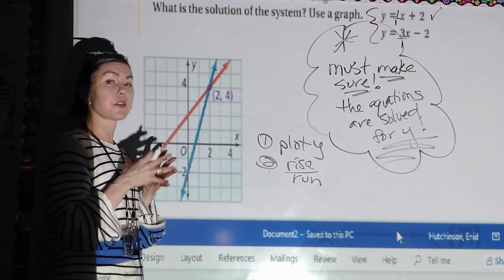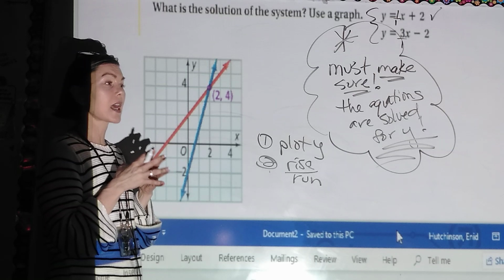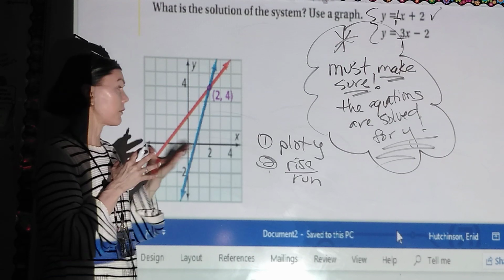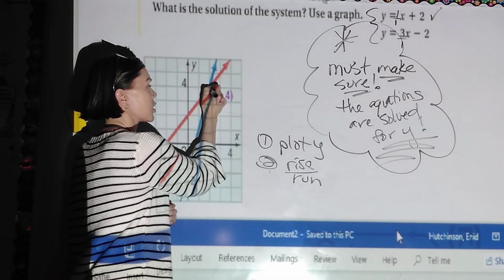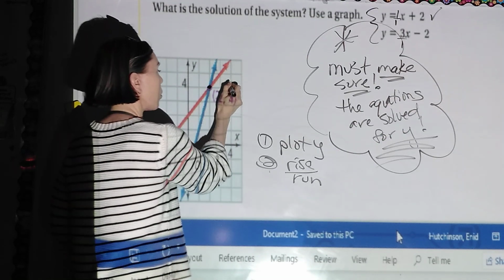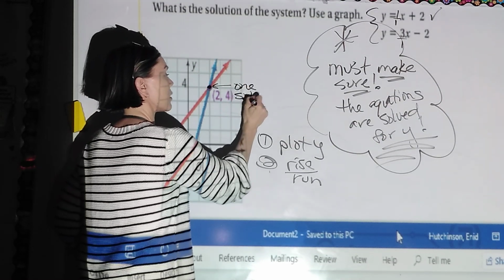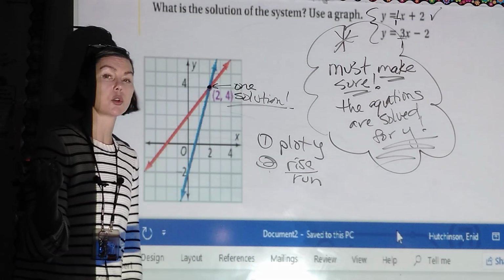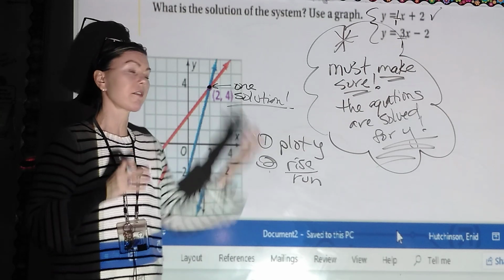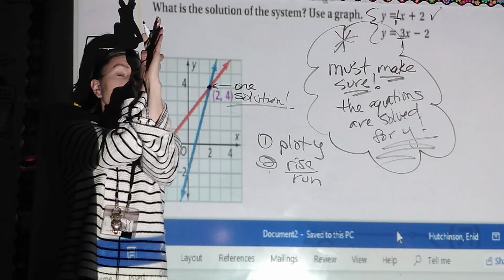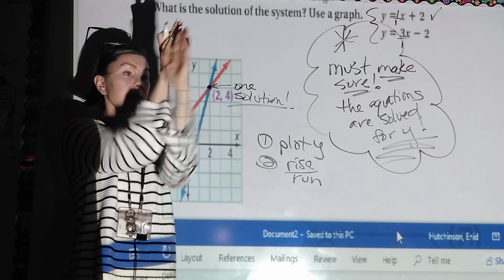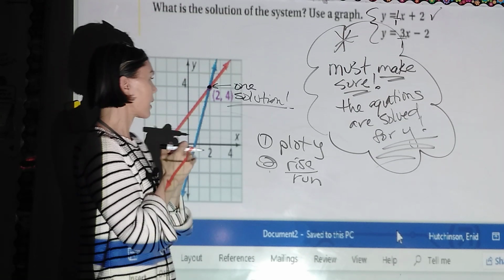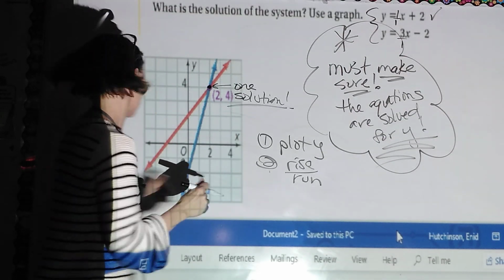When you are done graphing both lines on the graph, you have to ask yourself, what do you see? What is the solution of this system of equations? Well, they both cross each other, intersecting at one point. So this is one solution, easy peasy. If the two lines cross each other, you have one solution. If they're exactly the same line, you have infinitely many solutions. If they're parallel lines and they never cross each other, then you have no solution. But here we have one solution because they do cross each other.